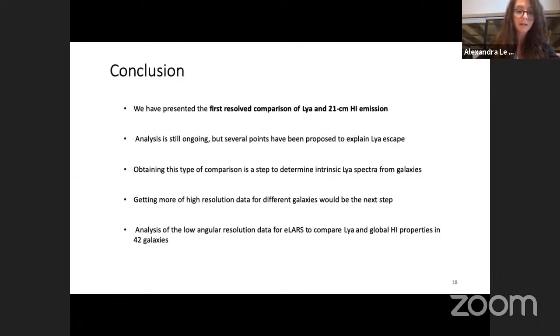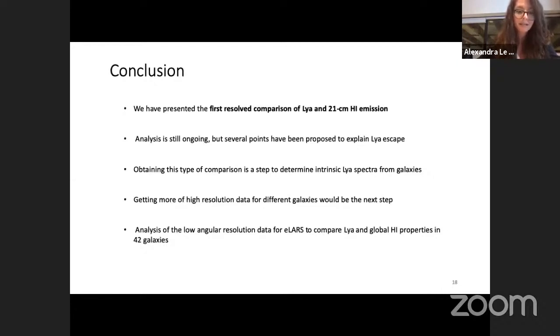We're still analyzing the results, but we have found some points that could possibly explain why Lyman-alpha is escaping where it is escaping. And although those galaxies are a bit different from what we see in the high redshift universe, physics is still the same. And so obtaining this type of comparison is a step to determine the intrinsic Lyman-alpha spectra from a galaxy.